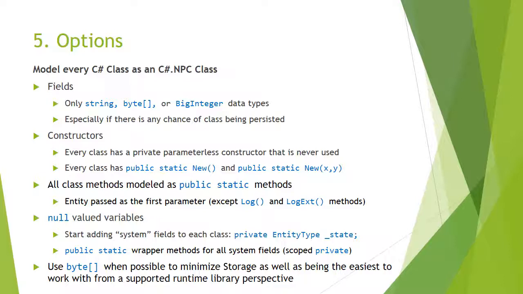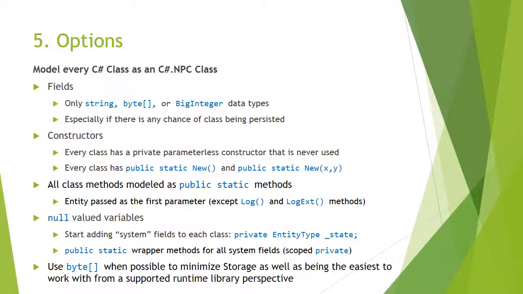For null-valued variables, start by adding system fields to each class. In this particular case, the state system field that's private and of type entity type, and we'll talk about what entity type actually looks like in a bit. All of these system fields should be marked private, but they should have static public wrapper methods, for example, to test if an entity is the null entity or not.